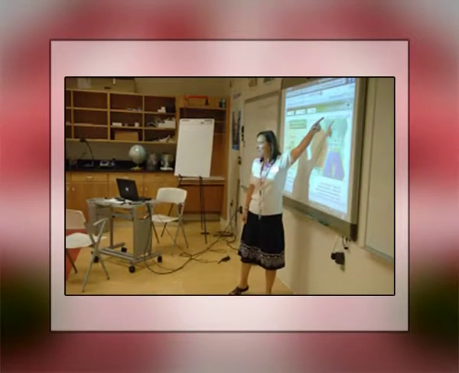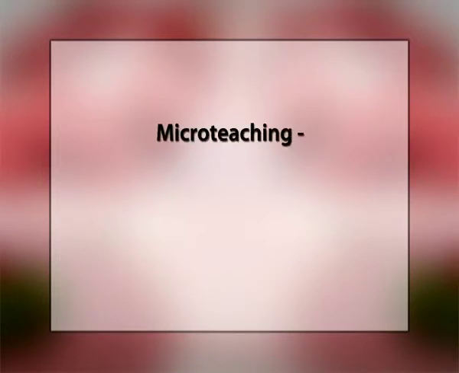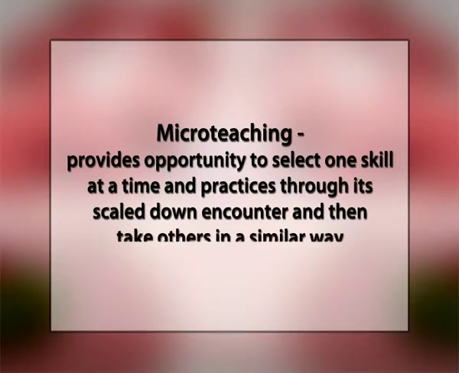Videotape facility is also provided in order to give proper feedback to the pupil teacher. With the help of videotaping, the pupil teacher can observe his activities himself, and after receiving criticism from his classmates and his teacher trainer, he can modify his behavior. A micro-teaching laboratory appears to possess all the inherent features of the real classroom. Teaching is composed of very specific skills. Micro-teaching provides opportunity to select one skill at a time and practice it through its scaled down encounter and then take others in a similar way.